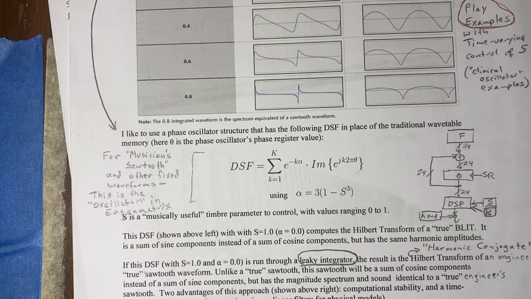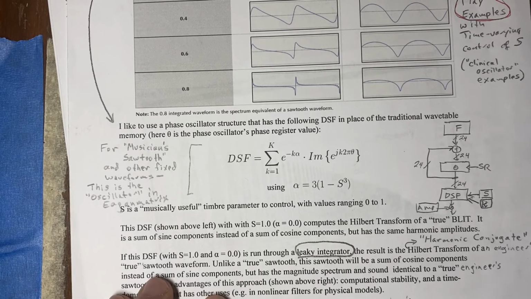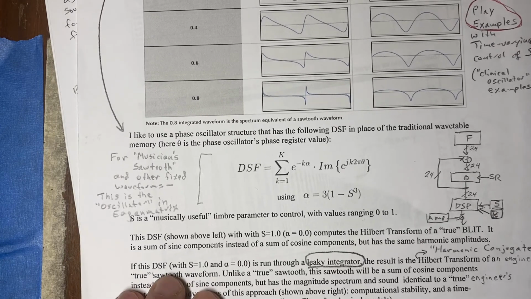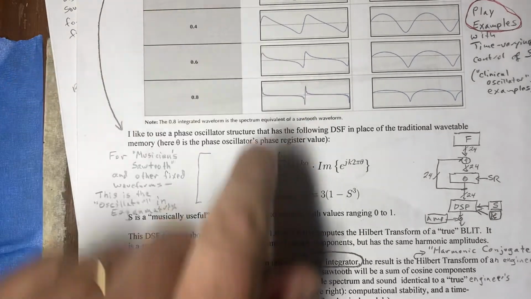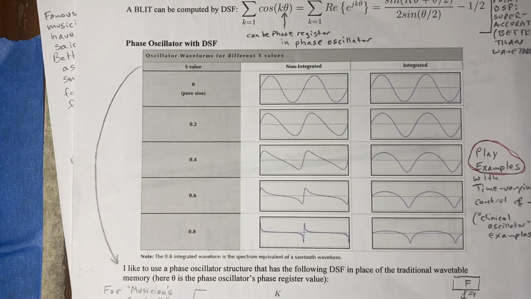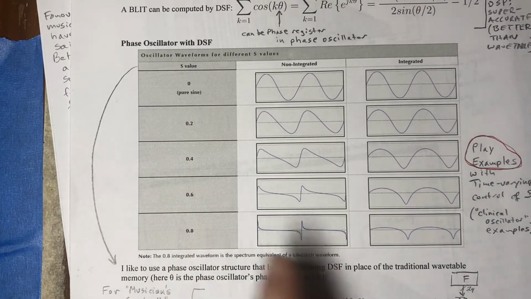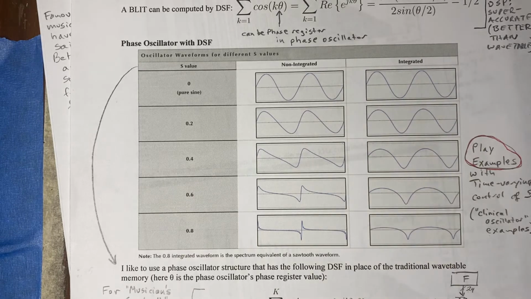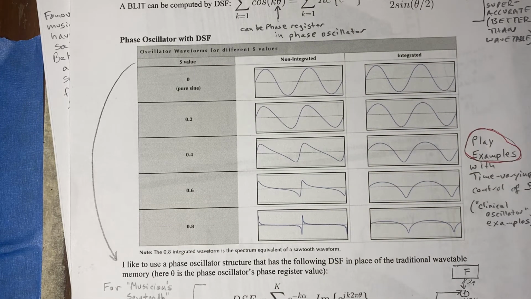But you can use other values of S and get, as you have on your PDF there, these different wave shapes. You can also integrate the thing and then get these wave shapes. Why would you integrate it? Well, because it sounds nice.